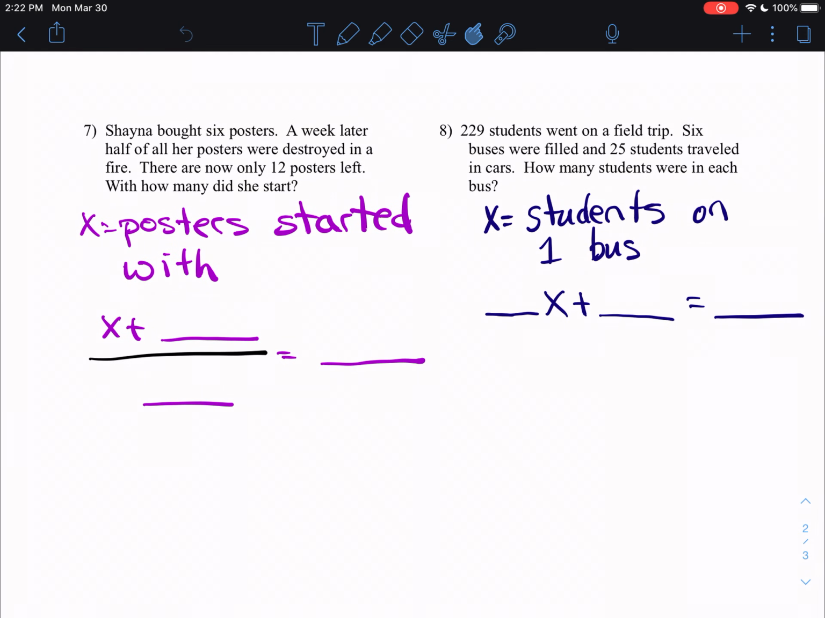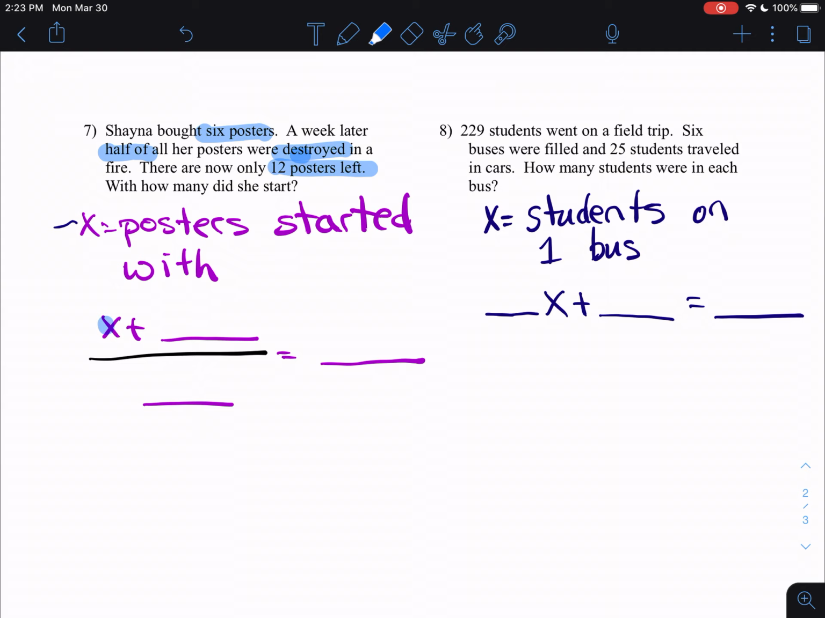All right. So Shayna bought 6 posters. A week later, half of all of her posters were destroyed in a fire. There are now only 12 posters left. With how many did she start? So what you see here, I've already identified that X is the posters she started with. And you can also see that right here. I wrote X plus. So now think, what would I add to the posters I started with? Let's think about all the numbers we're seeing in this problem here. I'm seeing 6 posters, I'm seeing half were destroyed, and I'm seeing 12 are left.